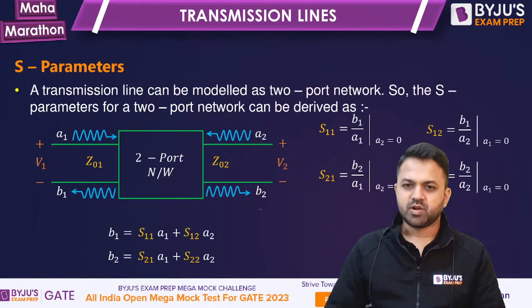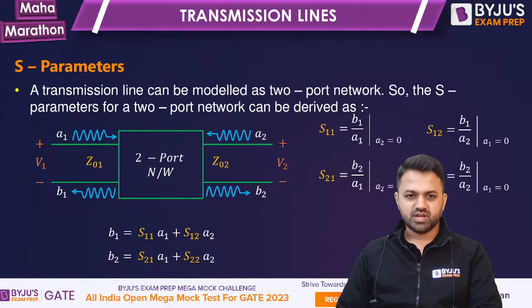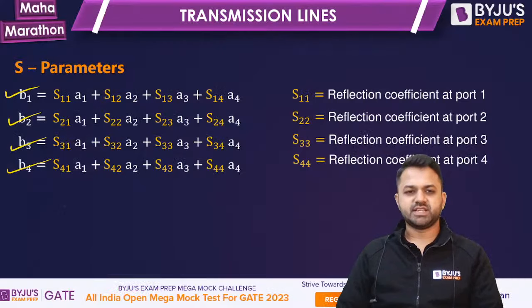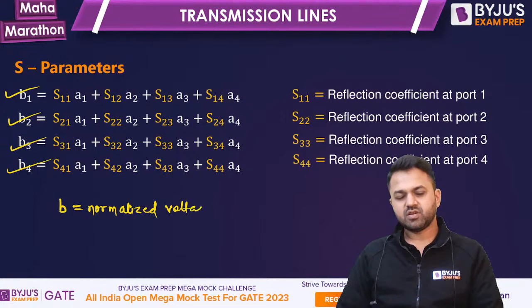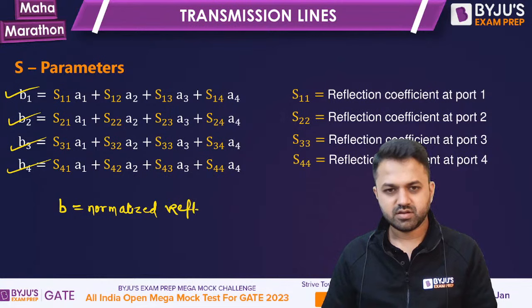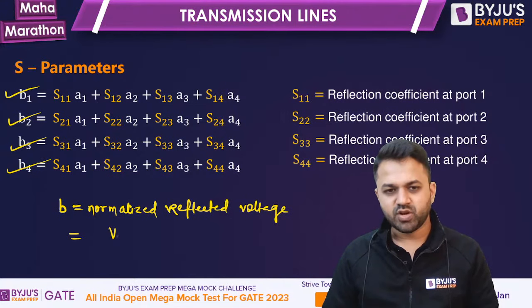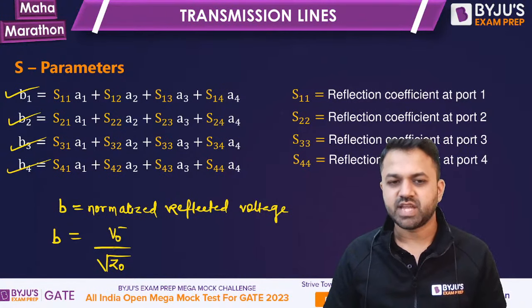Because how do you normalize any voltage or current? To normalize the voltage and current, let me show you. How do you normalize the voltage and the current? Suppose you want to normalize the voltage, we are saying normalized reflected voltage. To normalize the voltage, you just divide the reflected wave, V naught minus, by root over the characteristic impedance of that port.